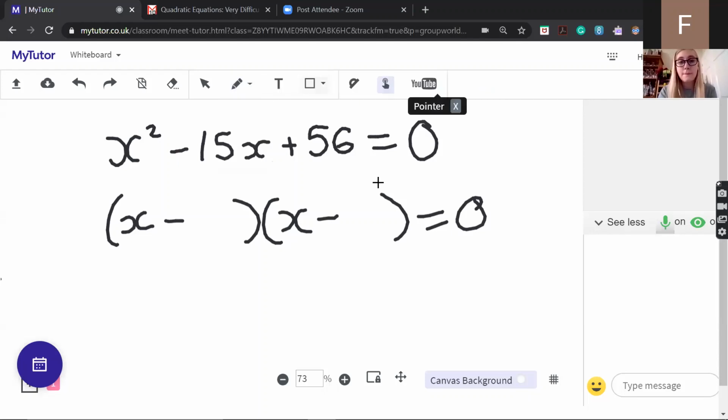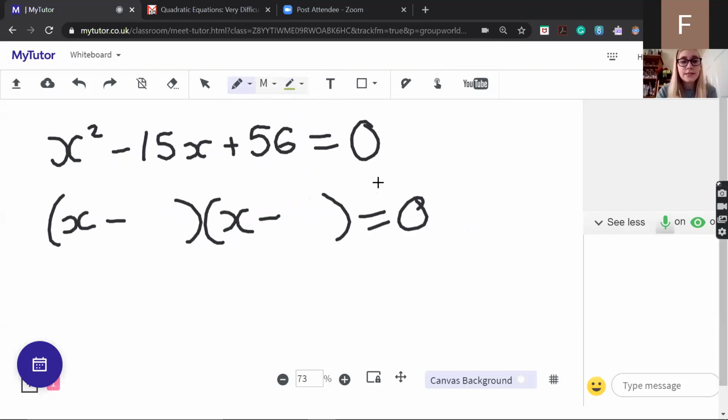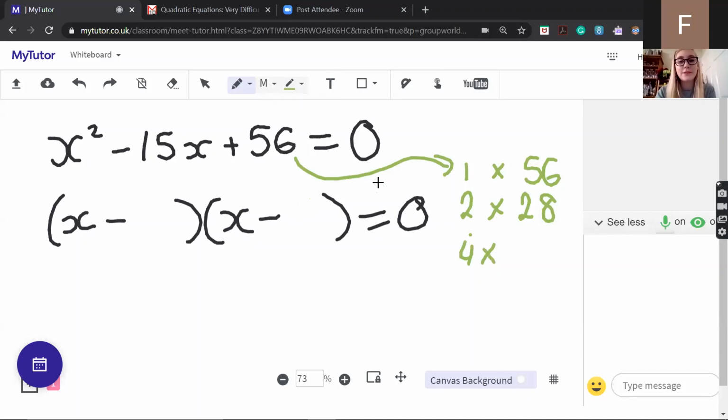And then we want something that multiplies to make this and adds to make this, because that's what happens when we multiply out the brackets. So what I always do is list our factors of this number here. So 56, so it can be 1 times 56, or 2 times 28, or 4 times 14. This is where I hope I don't make a mistake. Or 7 times 8. I think that's all of them.